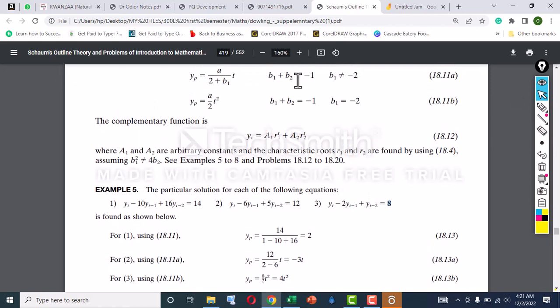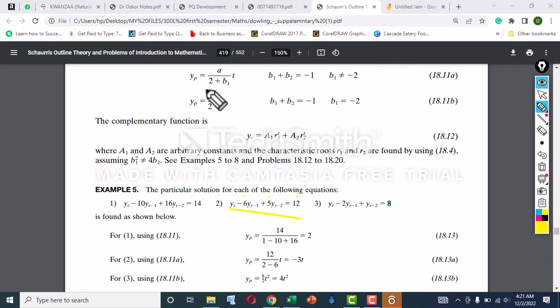So from the next one, this is it. These are B1, B2, A. Now let's check if our B1 plus B2 equals minus 1, according to what the first formula says. B1 is actually minus 6, B2 is actually 5. Minus 6 plus 5 is actually minus 1. So we can't use that first formula here. It won't work.